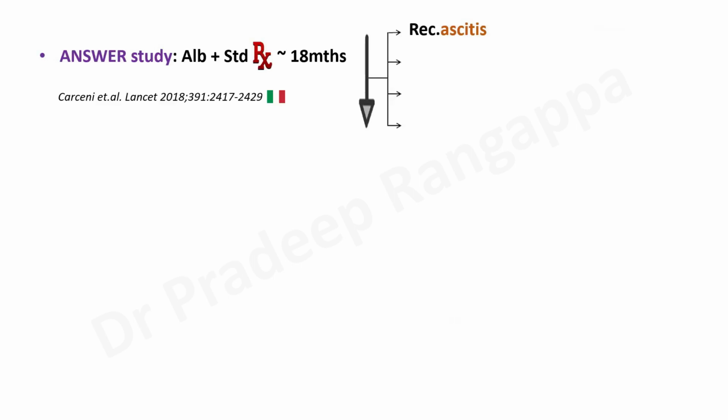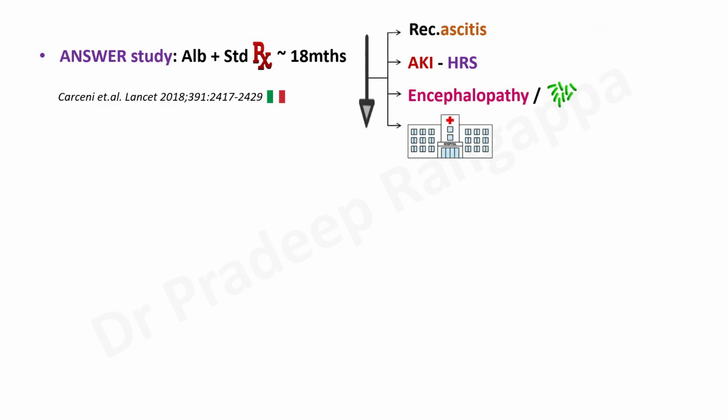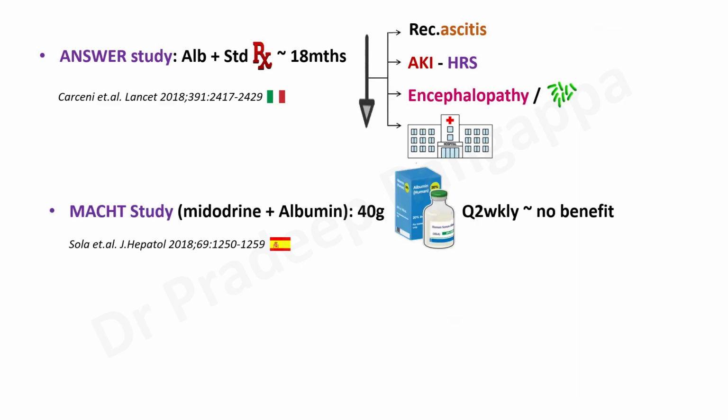In the ANSWER study, again they used albumin alongside standard therapy for 18 months on a weekly basis. So albumin plus standard therapy reduced the recurrent ascites, reduced the occurrence of AKI HRS, encephalopathy and bacterial infections, and reduced hospitalization. So these were the 2 positive studies, the ANSWER study and the Di Pascoli study. Then there was one Spanish trial also where they looked at midodrine and albumin. It's called the MACHT study. They used albumin every 2 weeks and they did not show any benefit.